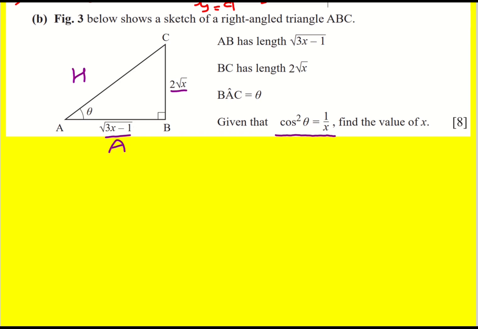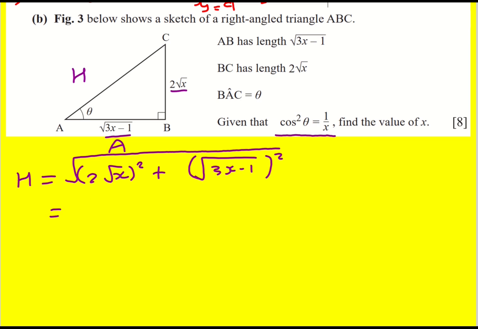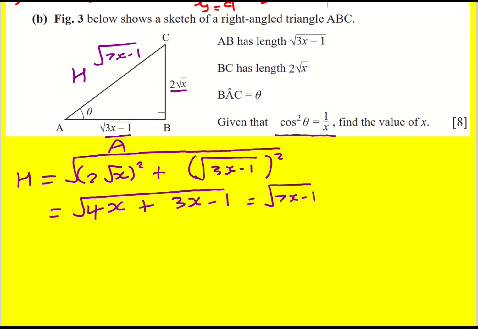Okay, so the first thing I'm going to do is find out that hypotenuse, capital H, which is going to be the square root of (2 root x) squared plus (root of 3x minus 1) squared. And although this looks really awkward, the square roots are actually going to help because when we square root 3x minus 1, we just get 3x minus 1. Over here, I have to square the 2 and square the root x. I'm going to get 4x. So it's 4x plus 3x minus 1, which is root 7x minus 1. So that is my hypotenuse. Brilliant.